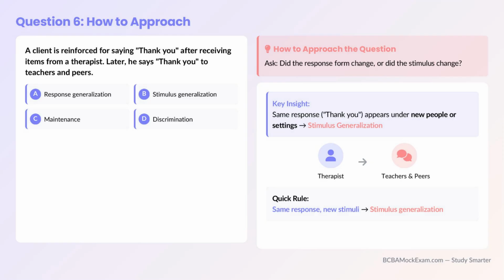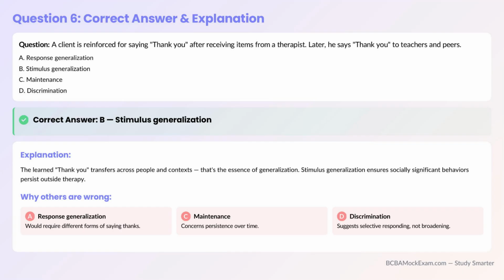That means the stimulus conditions changed, not the behavior. So this is clearly stimulus generalization. The correct answer is B, stimulus generalization. The learner applies the same "thank you" across different social partners and contexts. That's generalization of behavior beyond the training setting. Exactly what we want in therapy. If he had said "thanks" or "appreciate it," that would be response generalization instead.